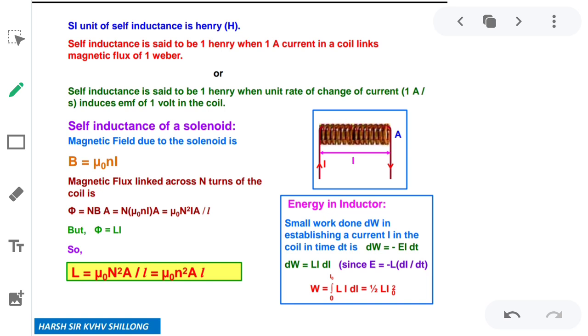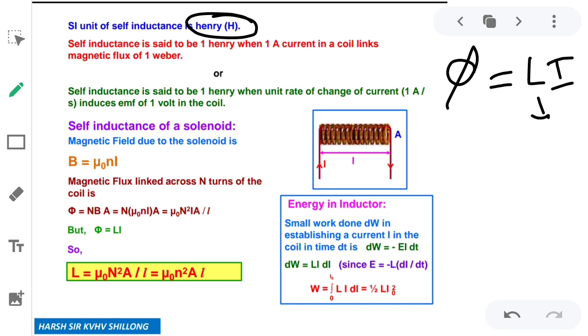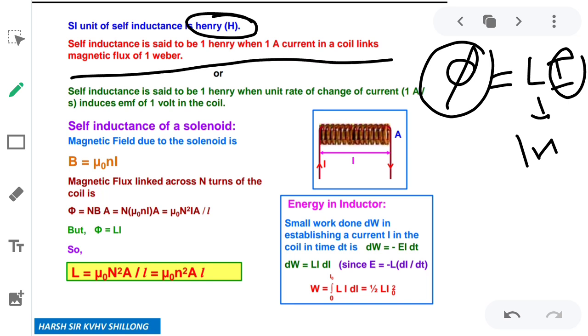Okay, L unit is Henry. So what is 1 Henry? We know phi equal to Li. We need here 1 Henry. So obviously current should be 1 ampere, flux should be 1 Weber. So self-inductance is said to be 1 Henry when 1 ampere current in a coil links magnetic flux of 1 Weber.